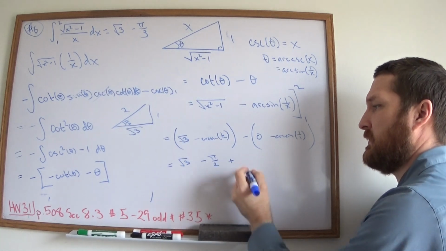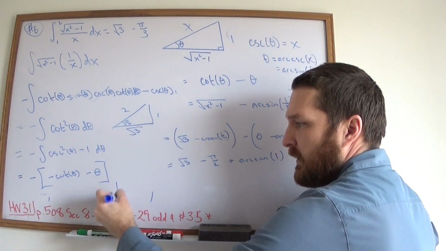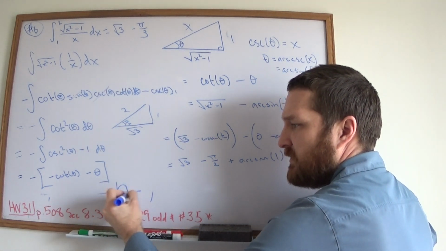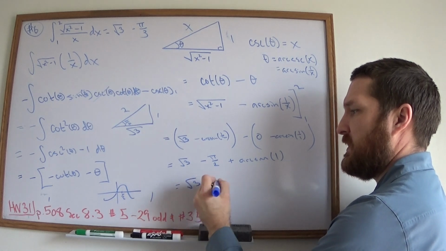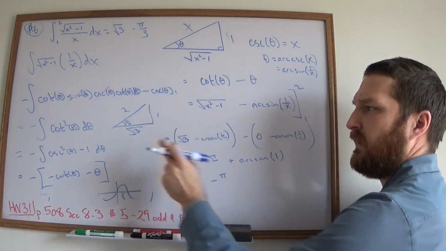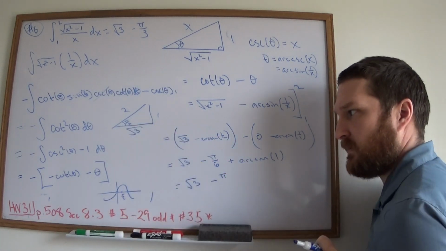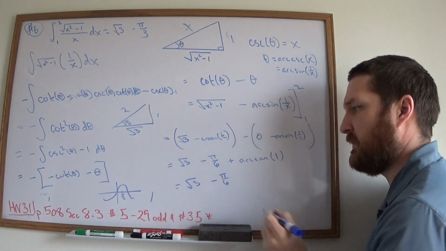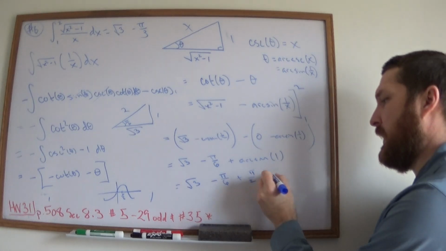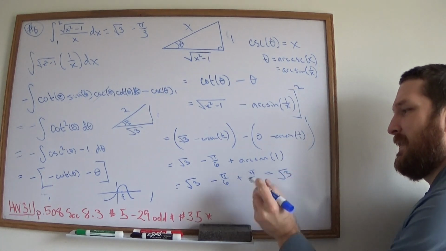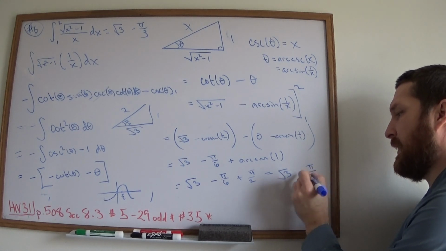Minus minus is plus. Arc sine 1. Arc sine of 1, where does sine give me a 1 as an output? This is the first time it does, right here at pi over 2. So that must be pi over 2. Root 3 minus pi over... Oh, well, look at what I did. That was supposed to be pi over 6. Minus arc sine 1/2 is pi over 6, so minus pi over 6. Plus arc sine 1 is plus pi over 2. And you can see pi over 2 minus pi over 6 is indeed pi over 3.